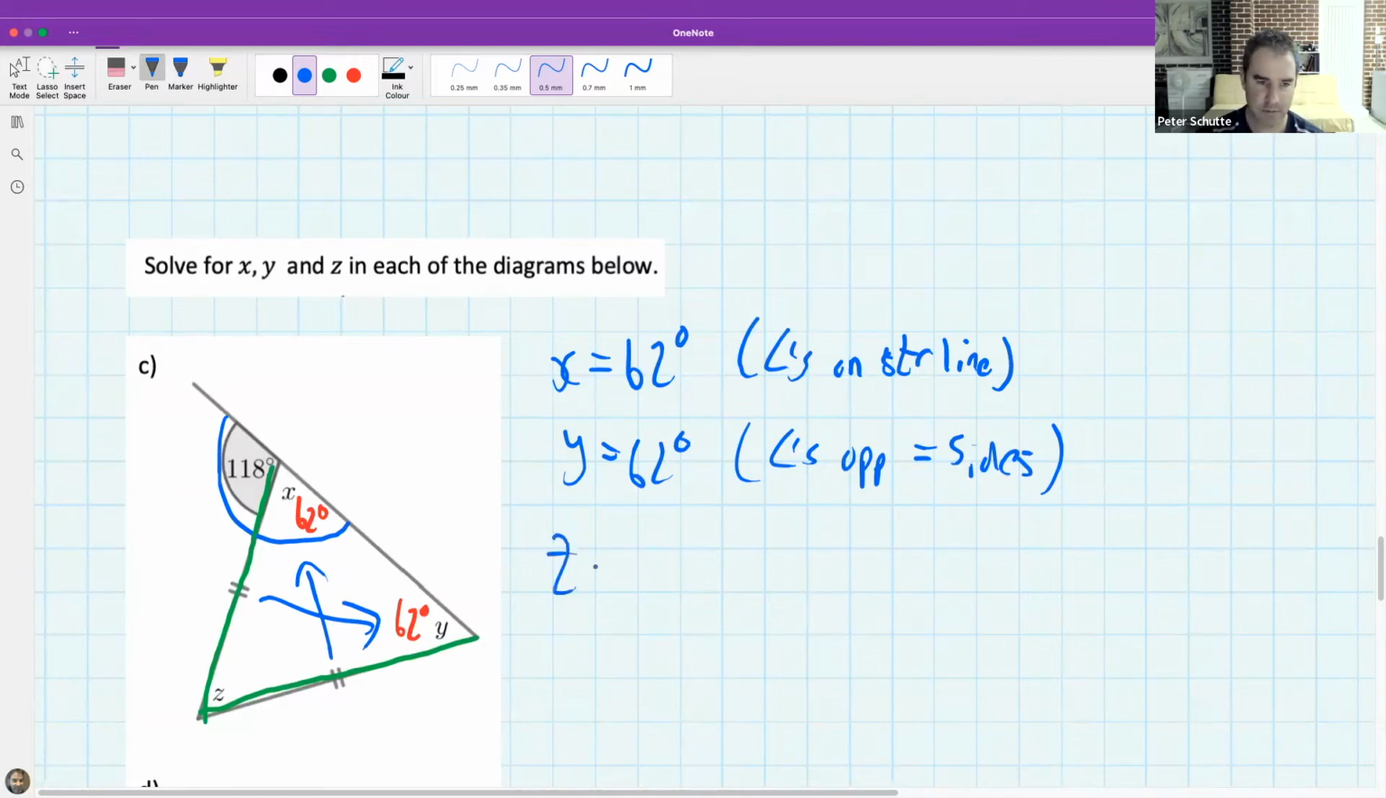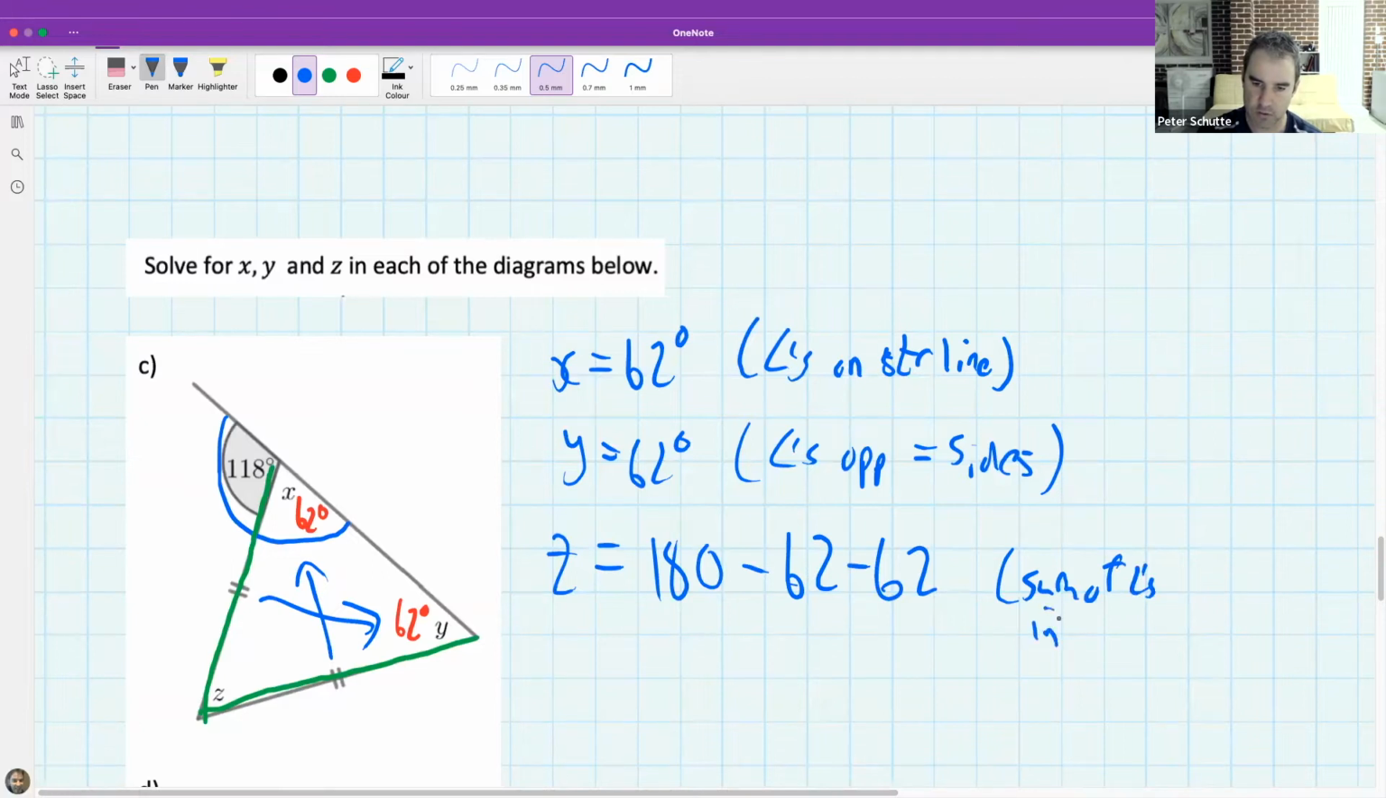Okay, and what about z? Okay, so z makes use of the idea that in a triangle, all the interior angles add up to 180. And so z would just be 180 minus 62 minus 62, or we'd say sum of angles in triangle. So what's that going to be? Okay, it looks to me like it's going to be 56 degrees. Let's just make sure. 120, yeah, 56 degrees.